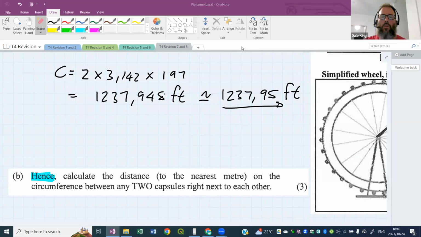Nintendo, when they want you to prove something, they'll use the word prove. Hence, like has come up already, it means use the previous question's answer here in this question. So whatever your answer was in the previous question, use it now. Hence means take your previous question's answer and use it now. So take the previous question's answer and calculate the distance to the nearest meter.